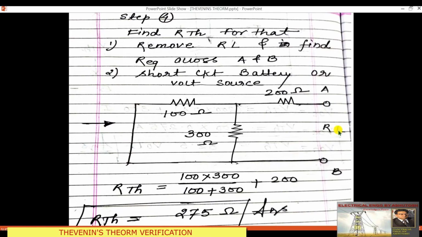Now calculate the equivalent resistance across these two points A and B. These are fixed, so start from this point and reduce these resistances. How are 100 and 300 connected? They are connected in parallel. So RTH will be equal to 100 into 300 divided by 100 plus 300, both in parallel, plus the 200 ohm, which is in series with this combination.